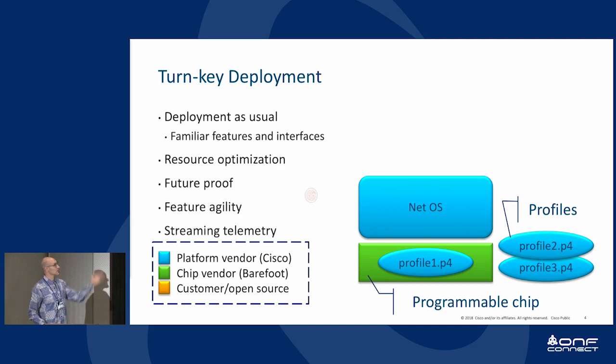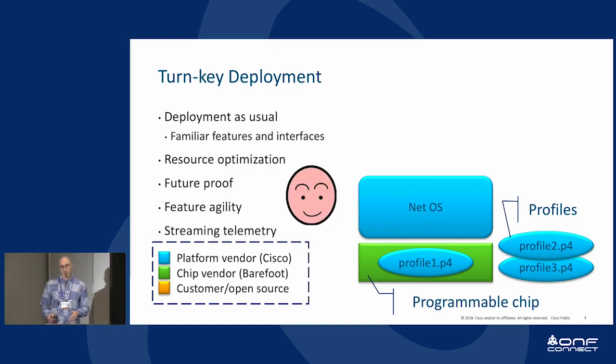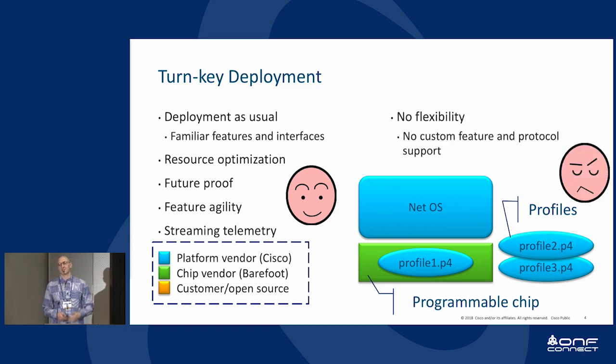Now, this is good on the one hand, because it's very similar to what customers are accustomed to. In addition, the fact that we have a programmable switch gives us the advantage that we can optimize resources. The switch is going to be future-proof, and we have the usual advantages of more feature agility. We can more easily offer new features. And in addition, for example, in our boxes, we can provide INT, which is a novelty right now, available only on the Tofino switch. But on the other hand, if we go this way, there's not much flexibility.